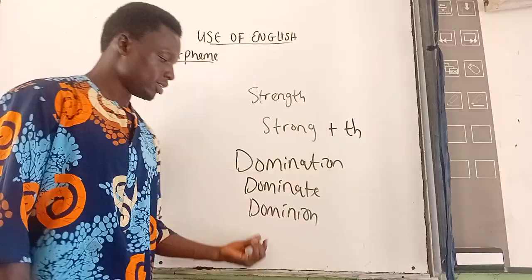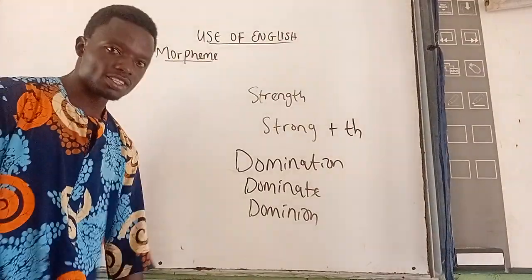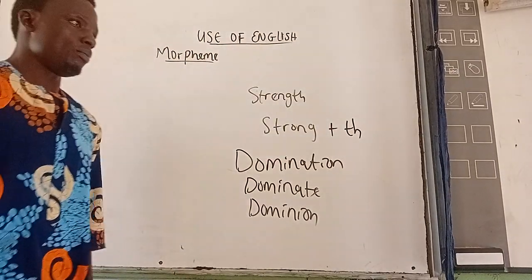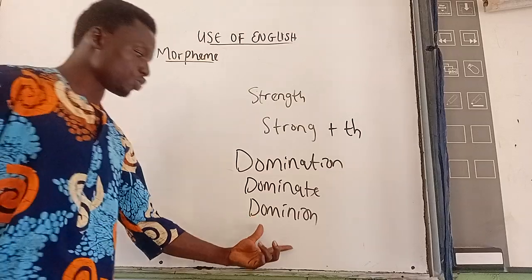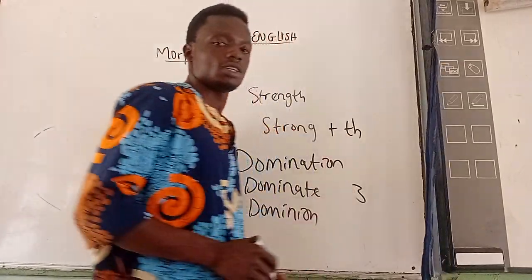Now dominion, this is the root word. We can't break it down again. Or will you say domain? Is there anything like domain? We are not talking about domain here. This is not maths. So dominion is the root word. Then dominate. So domination contains what? Three morphemes.